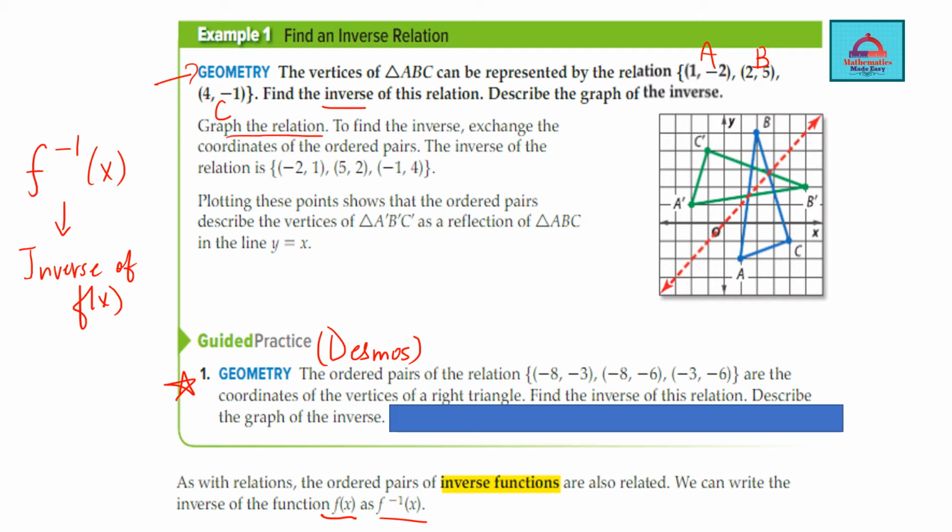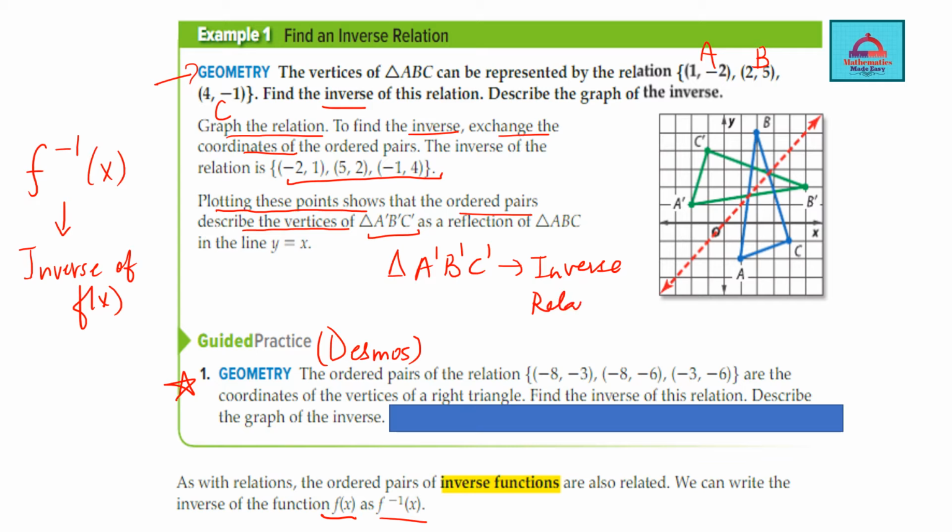So first you graph triangle ABC, and to find the inverse you exchange the coordinates. So the new inverse relation becomes (-2, 1), (5, 2), (-1, 4). Now you can plot these points also as ordered pairs to describe the vertices of the inverse. So triangle A prime, B prime, C prime is the inverse triangle or the inverse relation of triangle ABC. So the green one, A prime, B prime, C prime, if you join this, becomes the new triangle which is denoting the inverse of the given relation.